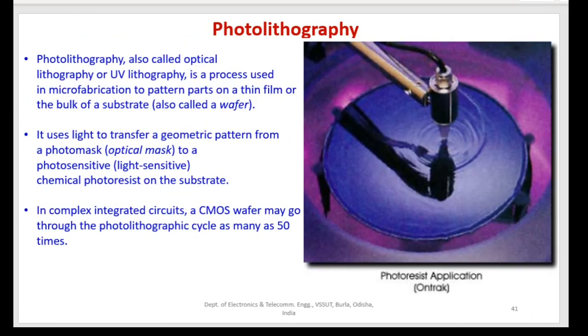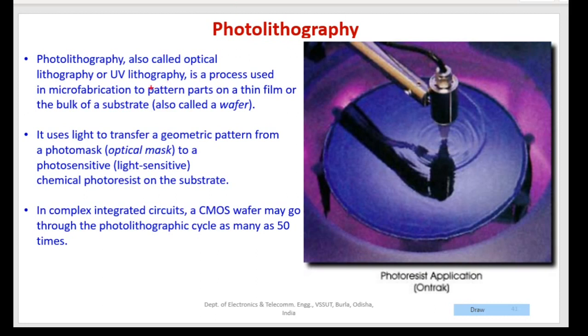Okay, the next common term is photolithography. You might have heard about it. I think this is a pretty common term. So what this says is that this is basically about patterning of the silicon wafers. Patterning means when we want to transfer some kind of shapes, some patterns on the top of the silicon wafer, then the photolithography process is used.